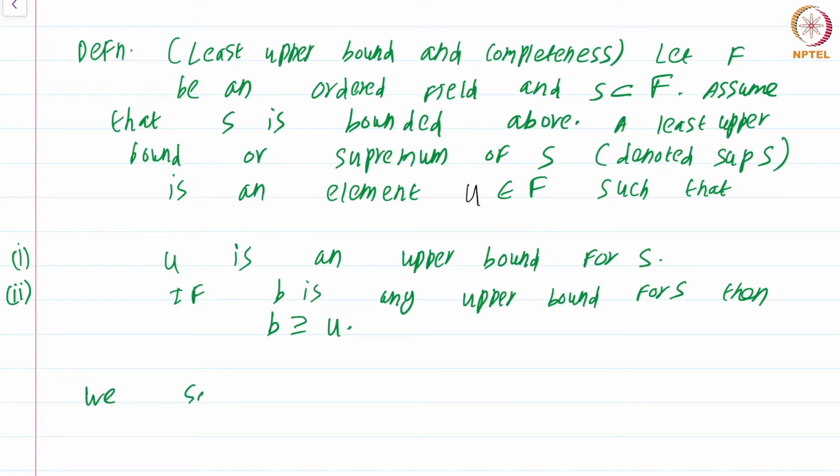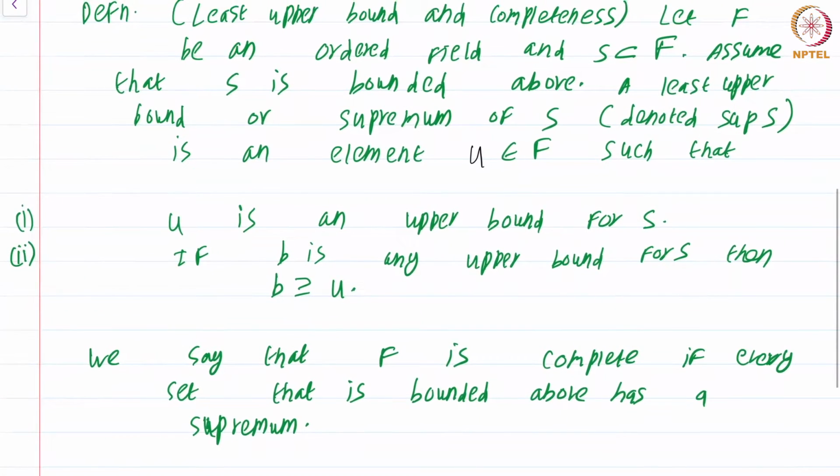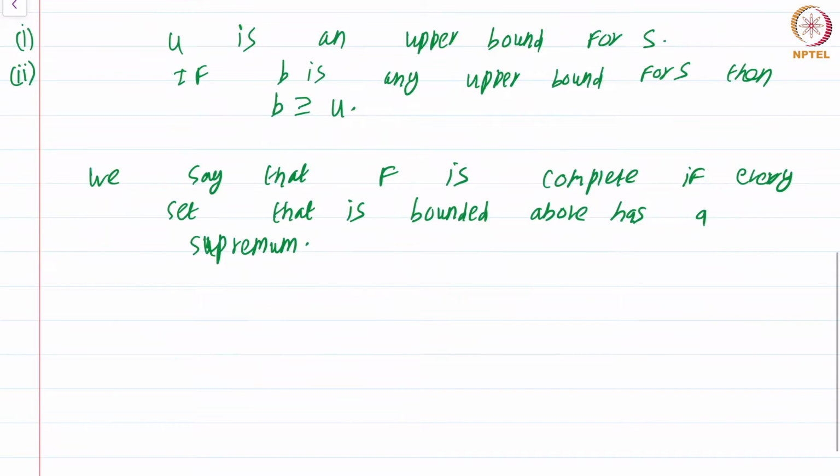We say that F is complete if every set that is bounded above has a supremum, or least upper bound. Okay, that's a long definition. Let's see some examples to clarify what is going on.